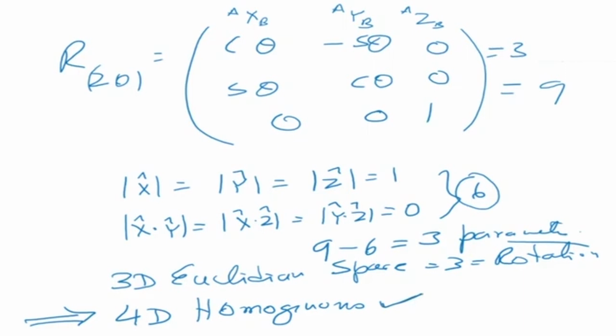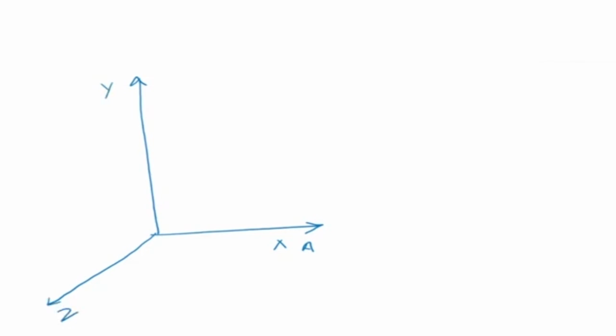Now let's try to understand how we move from Euclidean space to homogeneous space. Let's look at this example. We have an axis system here. This is my reference frame A, with x, y, and z. Now we have another axis, in red color, which is my other axis B. B also has x, y, z. There is no angle between them and the origins are the same.